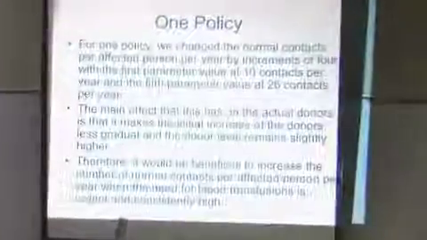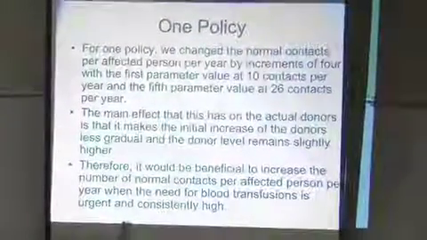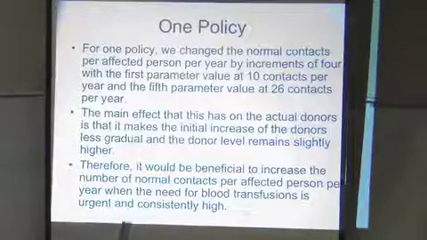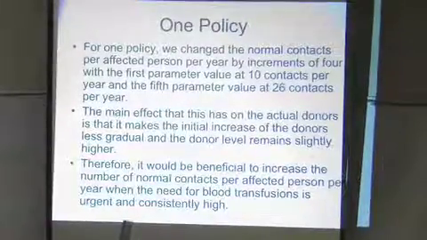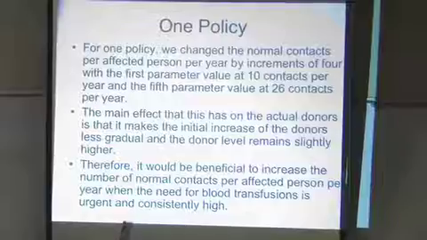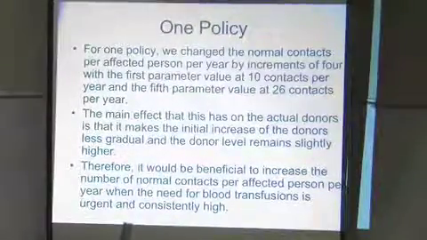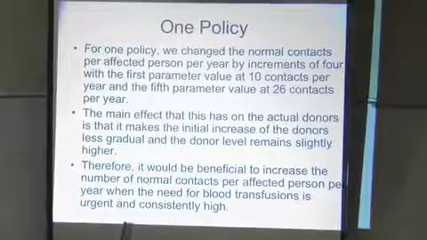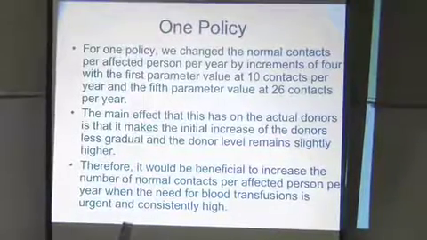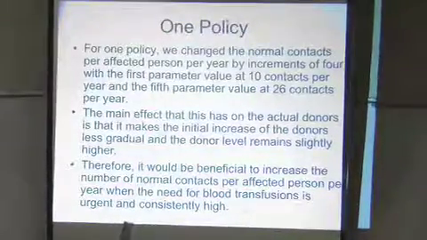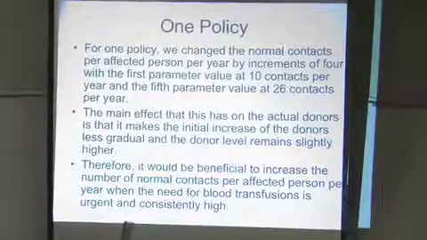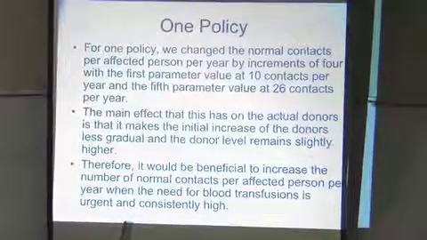We decided to do two major policies to see that our model was working correctly and to see how we could personally improve the process of blood donation. For one policy, we changed the normal contacts per affected person per year by increments of 4, with the first parameter value at 10 contacts per year and the fifth parameter value at 26 contacts per year. The main effect that this has on the actual donors is that it makes the initial increase of the donors less gradual and the donor level remains slightly higher.